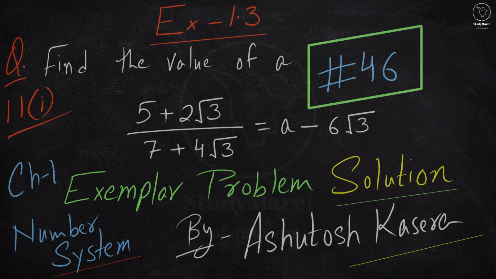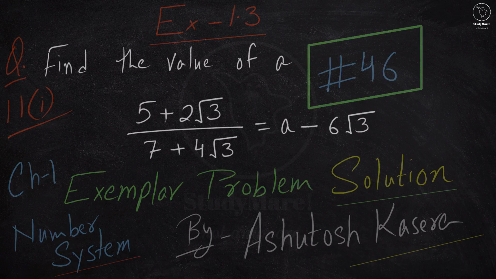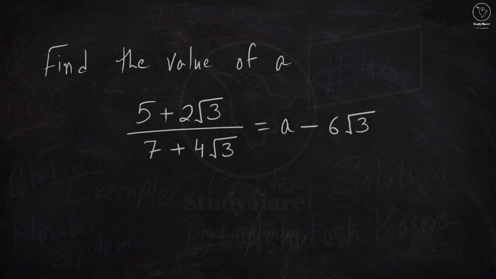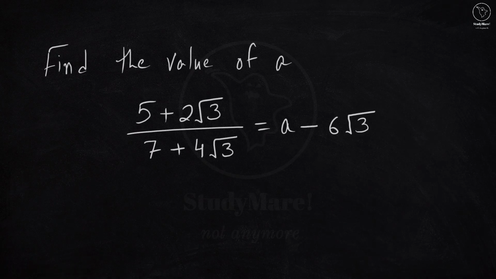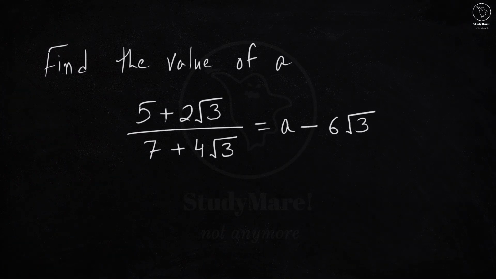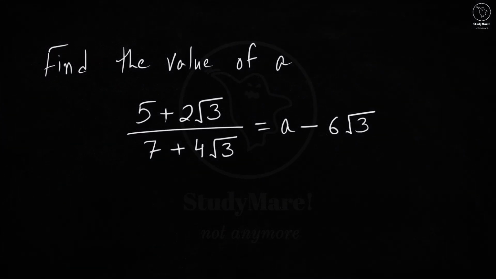Find the value of a when (5 plus 2 root 3) upon (7 plus 4 root 3) is equal to a minus 6 root 3. Looking at this question for the first time may make you believe that this is difficult and you won't be able to solve it. But it is not. It is a very easy question. You can also do it quite easily. Let us see how.